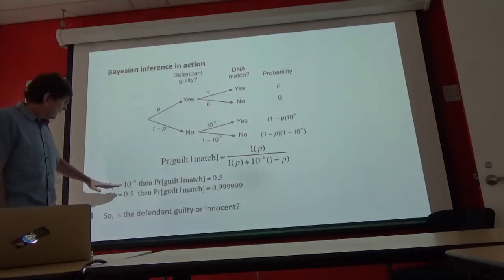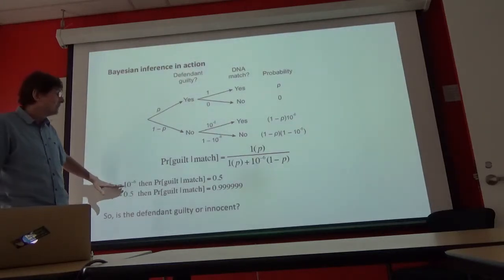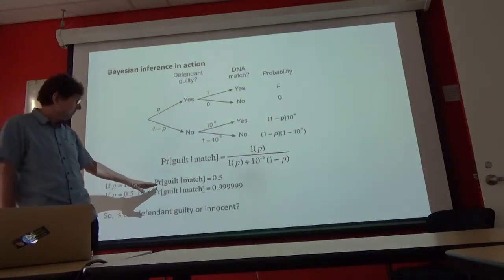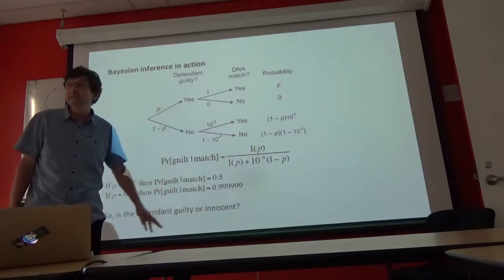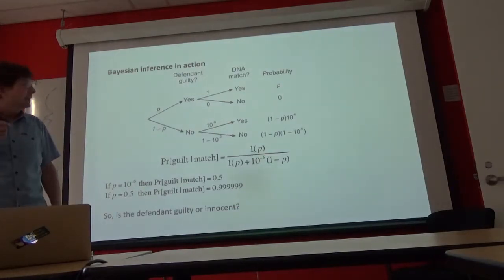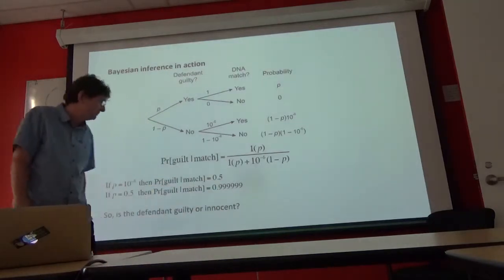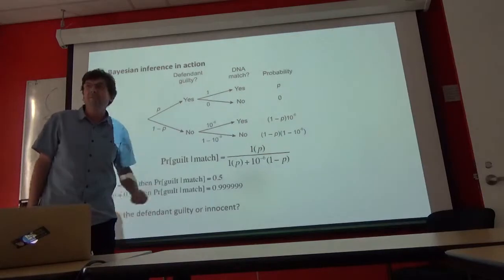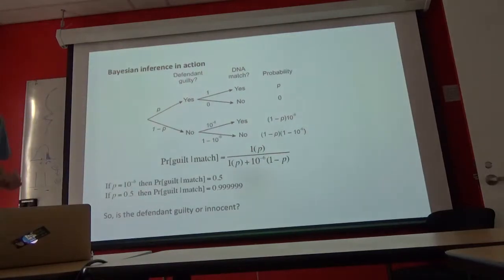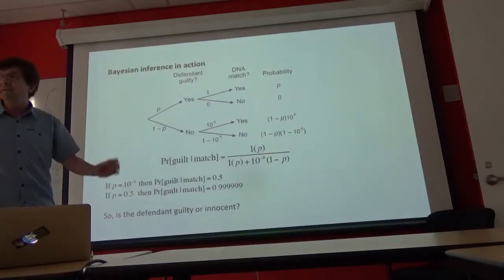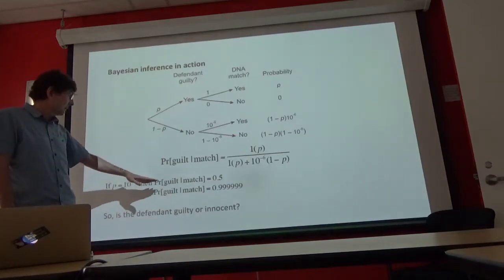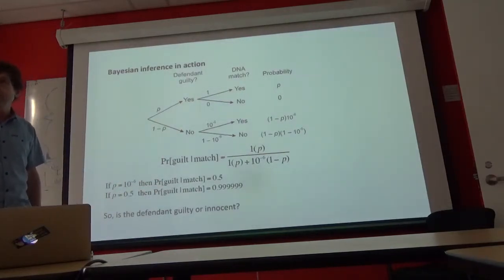If we plug this value into our equation from the probability tree, the posterior probability of guilt given a DNA match, a DNA match that has this accuracy, is only 0.5. So despite a DNA match between this individual and the blood left at the crime scene, the posterior probability of guilt is 50-50. It goes free. And that's despite the high accuracy of the test itself.